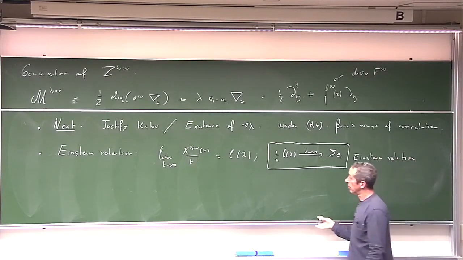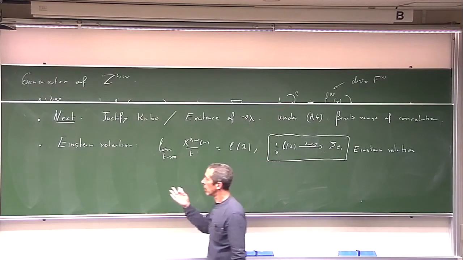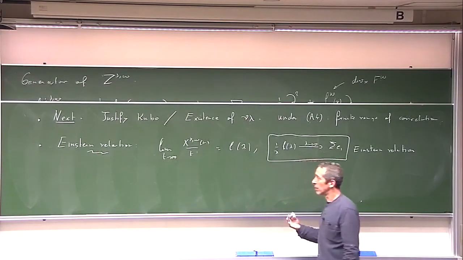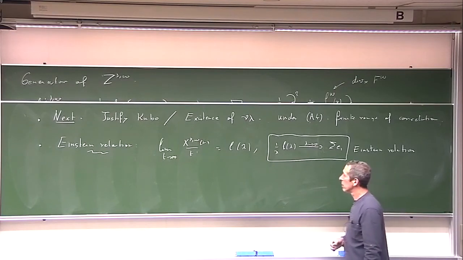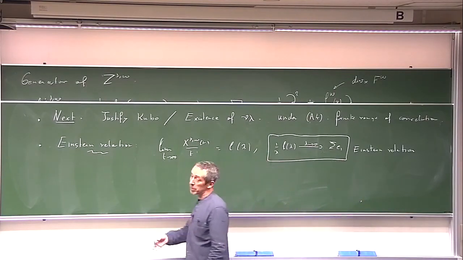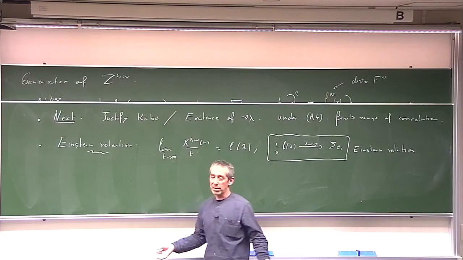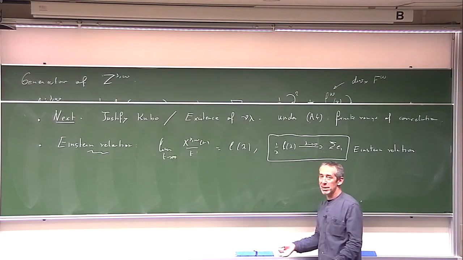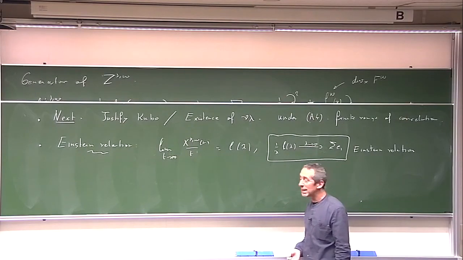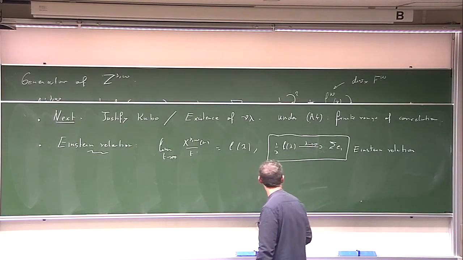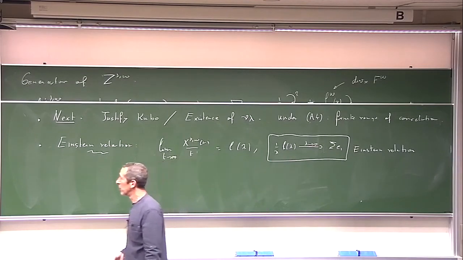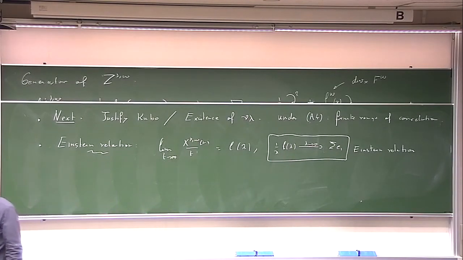Now, I think this is questionable. I mean, calling that the Einstein relation is a little bit questionable. But this is what probabilists call this relation, so we could not really change the name. It should be called Kubo relation or Green-Kubo relation or something like this.